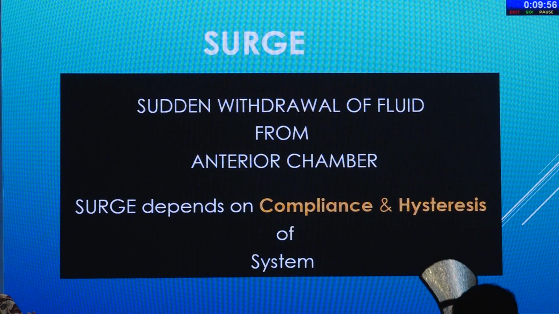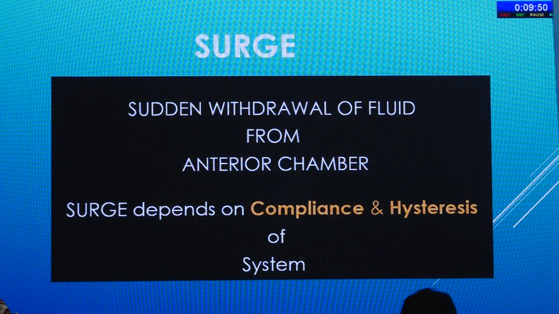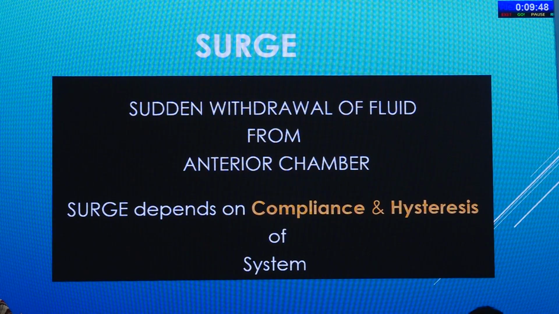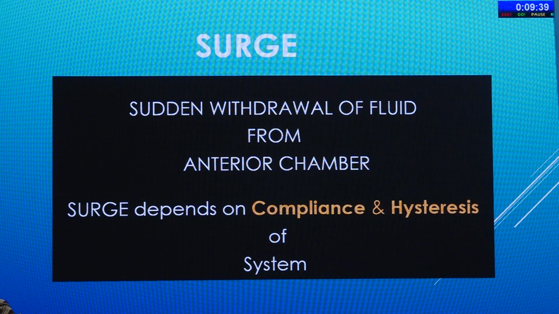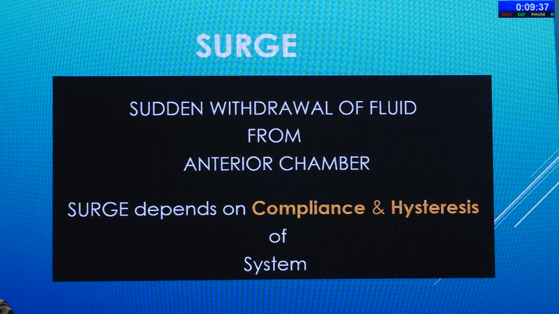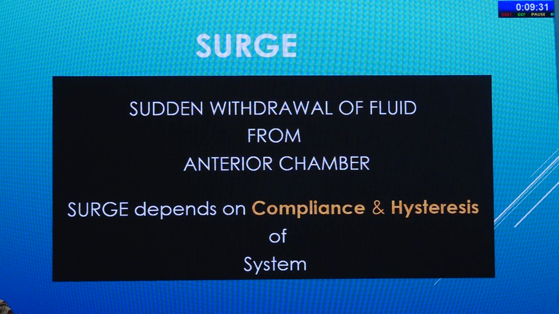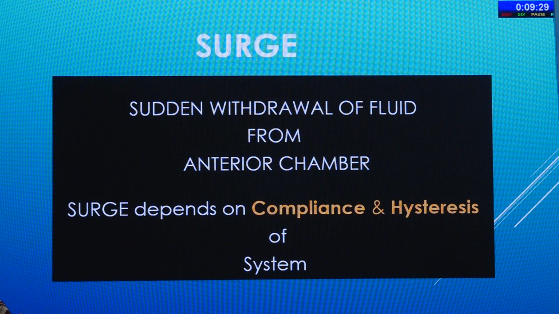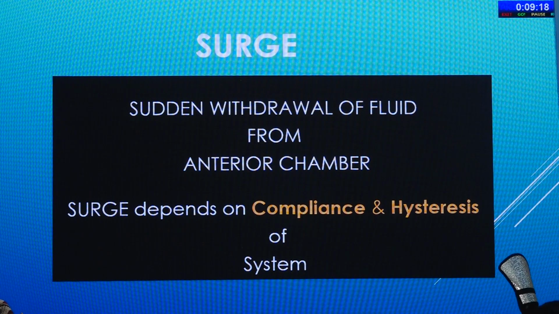Now another part of this presentation is about the surge. Surge is basically sudden withdrawal of fluid from the anterior chamber. A certain amount of surge is okay, but if the surge increases beyond a particular limit, it will cause the collapse of the anterior chamber. We do not want the collapse of the anterior chamber because it will be detrimental to the structures inside: iris, cornea, PC. It is the modification in surge control which has taken Phaco to where it is today, a better and safer surgery.